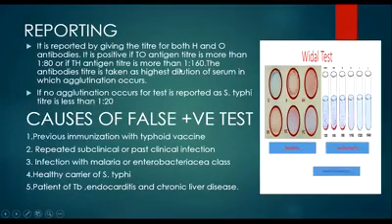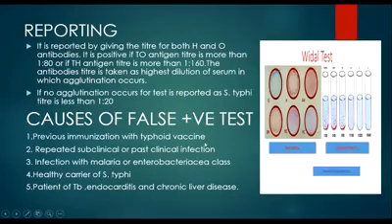While for the H antigen, the titer should be 1:160 or more. So for H antigen, this is the titer. If it's this or above, the test is going to be positive, while if the titer is less than this, the test is going to be negative. The antibody titer is taken as the highest dilution of serum in which agglutination occurs. Now, if no agglutination occurs, the test is reported as Salmonella typhi titer less than 1:20.